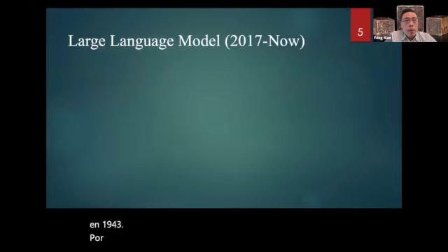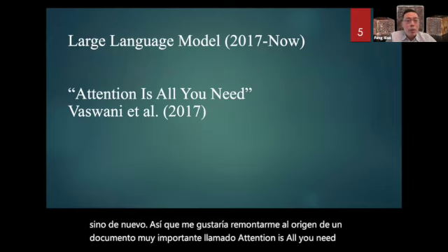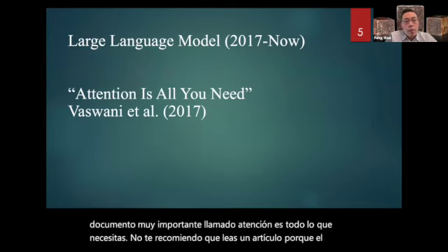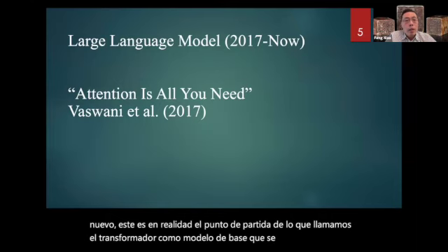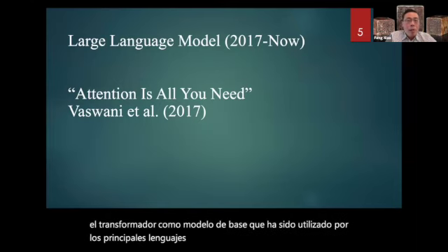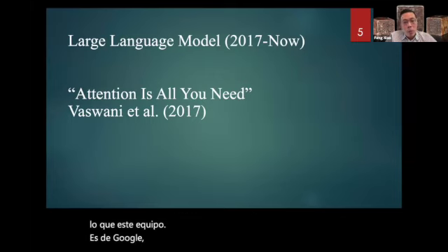But now we have this craze for large language models, not just because in late 2022 OpenAI released ChatGPT. I would like to trace back the origin to a very important paper called Attention Is All You Need. I do not recommend that you read the paper because it is very abstract. But this is the starting point of what we call the transformer, a foundation model which has been used by major large language models. Again, this team is from Google. This is why at the beginning I said we would like to pay tribute to Google.